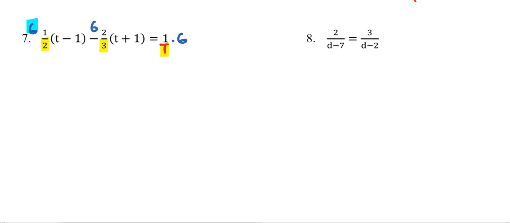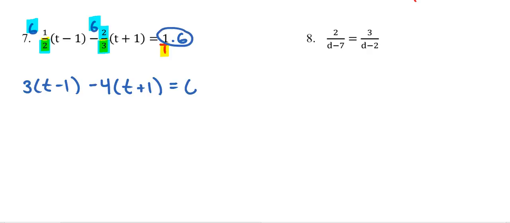Alright, so 6 divided by 2, that's going to be 3. So 3 bracket t minus 1. And ask yourself, what is 6 divided by 3 there? That's going to be 2. And then 2 times 2 is going to be negative 4. And 6 times 1 is just going to be 6. Okay. And then just rainbow this across. This will be 3t minus 3. This will be negative 4t minus 4, and that will be 6.